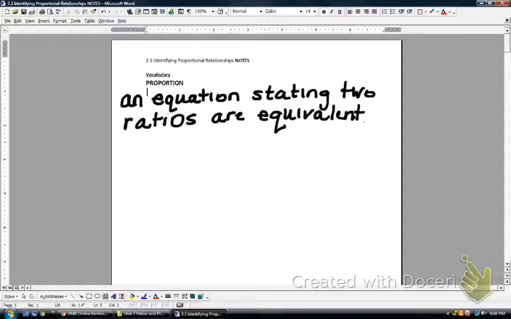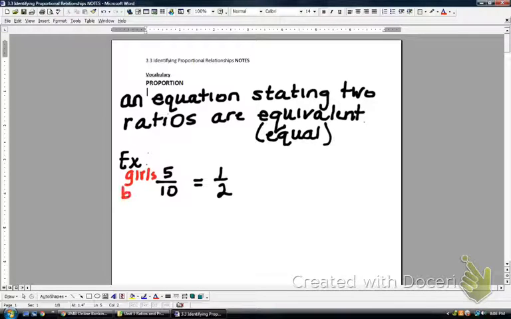Pause this if you need to. Equivalent is equal, so if that word makes more sense, you can use that. And then some examples. These are going to be very simple. So if I have a ratio of 5 girls to 10 boys, that is equal to 1 girl to 2 boys. So remember, an equation has an equal sign, and a proportion is an equation stating two ratios are equivalent. So very simple example, but that might help you understand it.